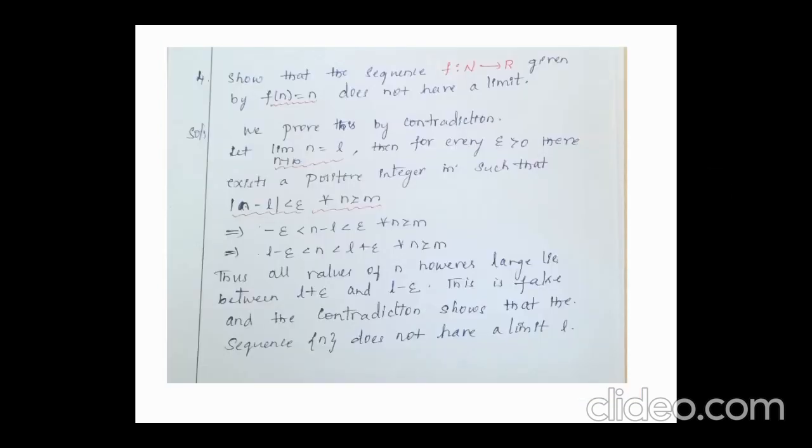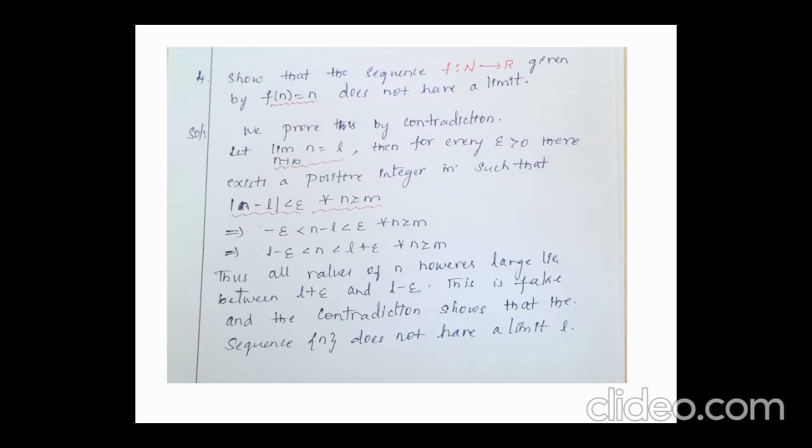So the next example is: show that the sequence f from N to R given by f(n) equal to n does not have a limit. So we have to show this sequence does not have a limit. Okay. So we will prove this by the contradiction method. What is the contradiction method? We will assume that this sequence has a limit L, and we will arrive at a condition that is a contradiction.